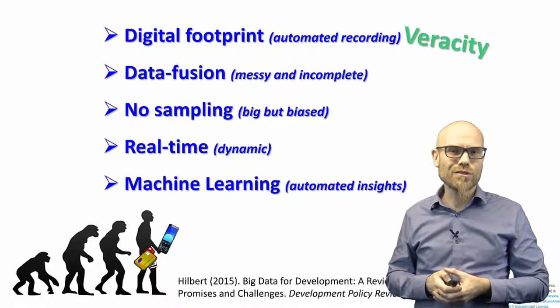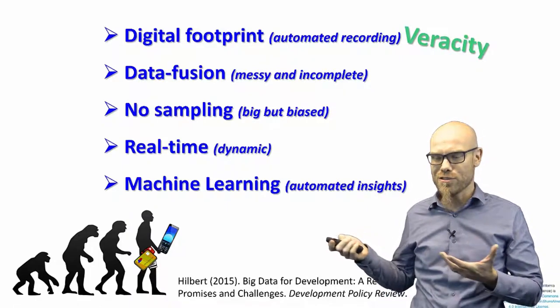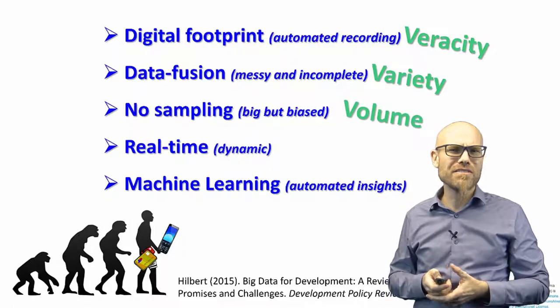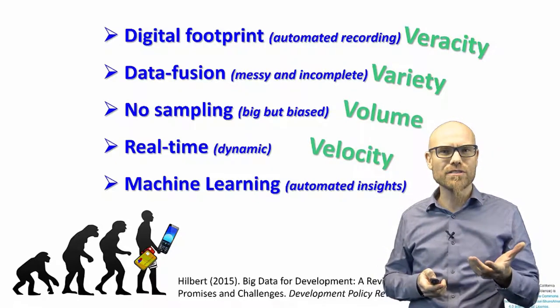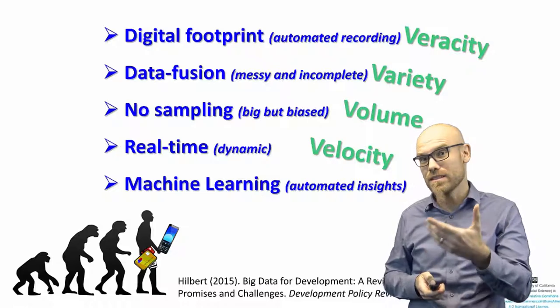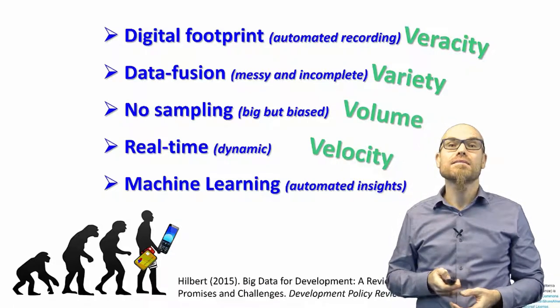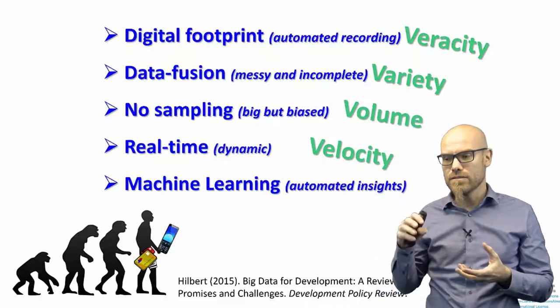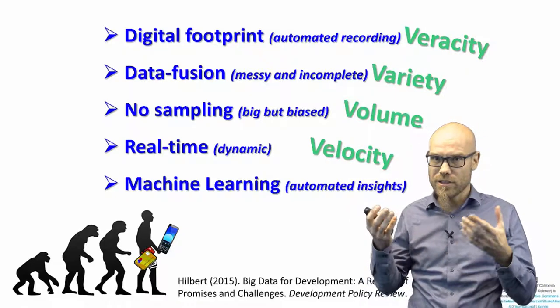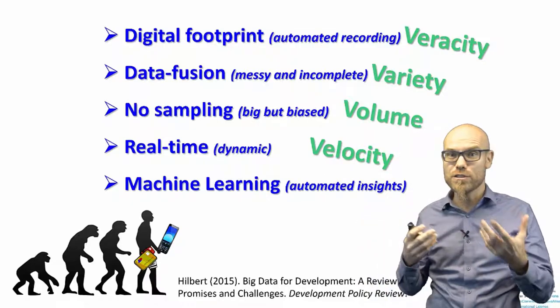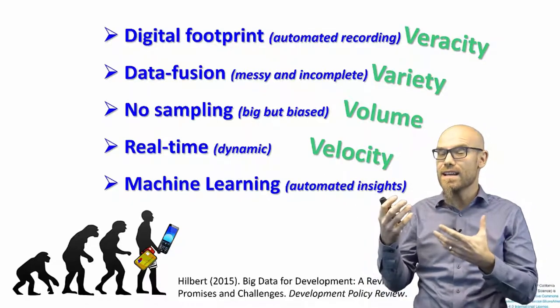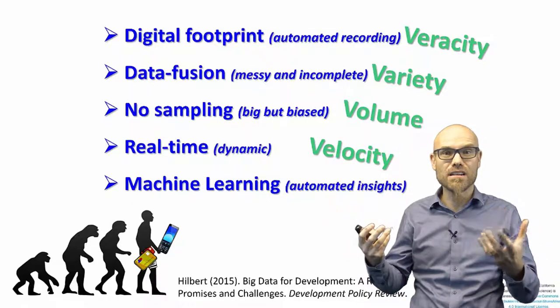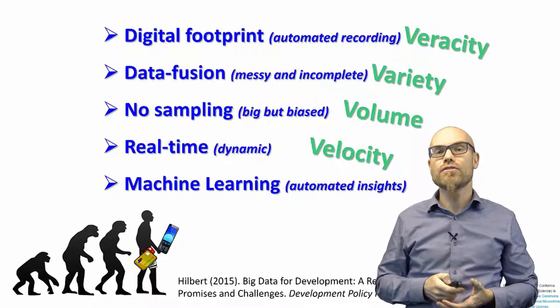Sometimes these characteristics, if you go to the private sector, are called the 3 V's or the 4 V's. For example, the digital footprint has to do with veracity. I mean, it's a footprint. The data fusion has to do with variety of data. So for example, you can have text, but you can complement it with images, with sounds, with videos, with different sources, and combine them, credit card with social media data, and so forth.